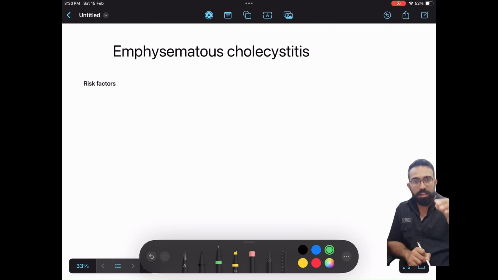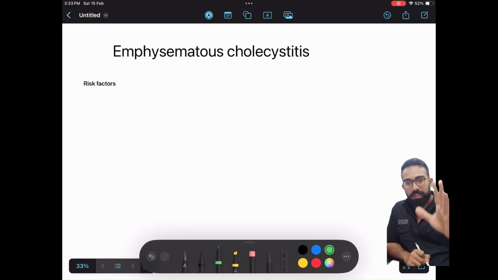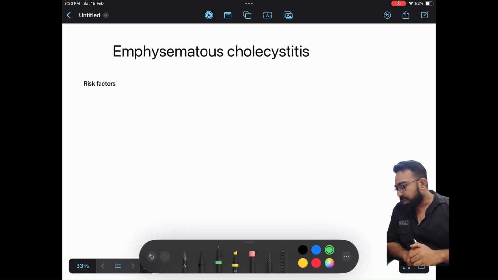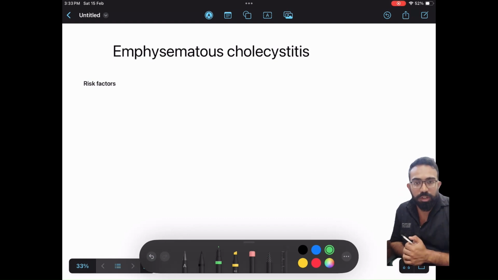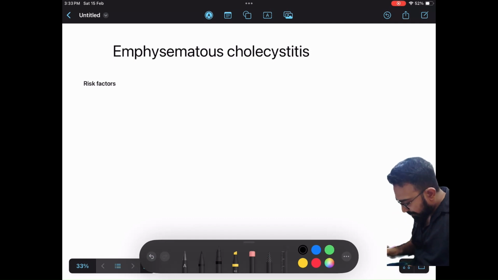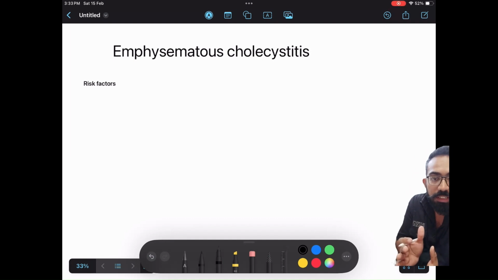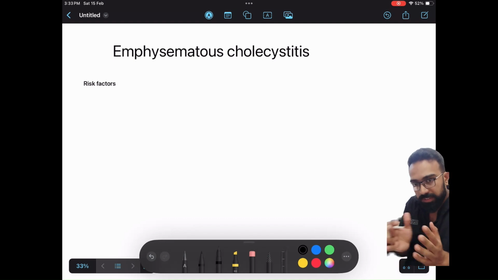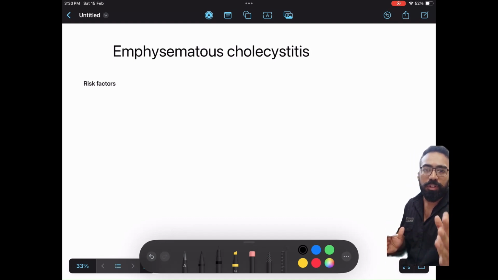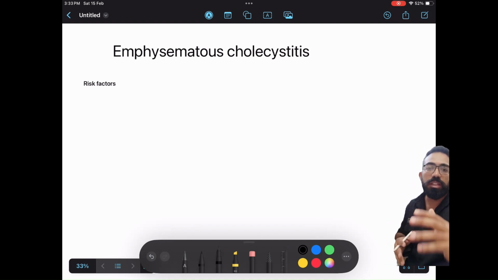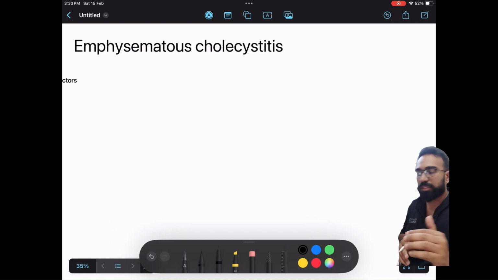Emphysema means air. Emphysematous means air-filled. Cholecystitis is inflammation of the gallbladder and cystic duct. Now, what are the risk factors for emphysematous cholecystitis? Who can get these air-filled infections, where there is air forming within the gallbladder and the cystic duct? But first of all, let me tell you how there is air in the gallbladder and the cystic duct.